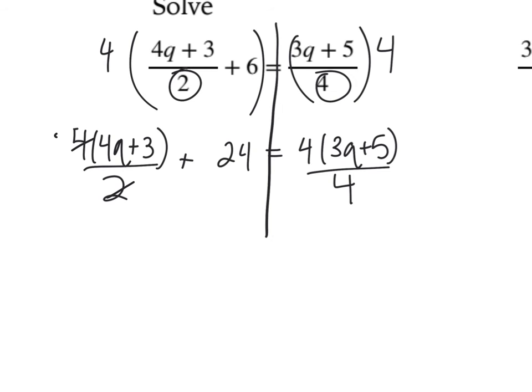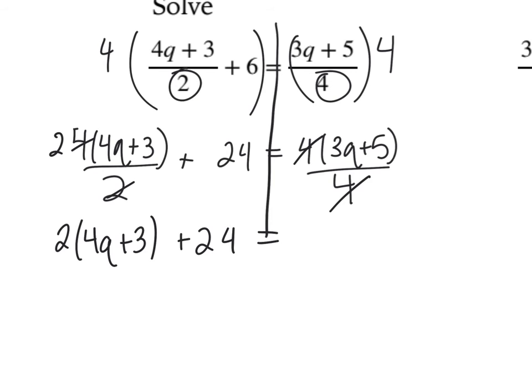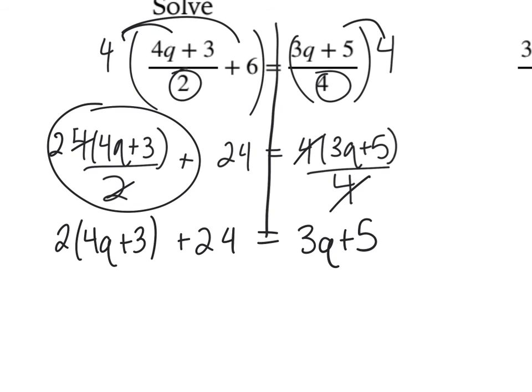4 over 2 is just 2. So this is just the same thing as 2 times (4q plus 3) plus 24. These 4's can totally cancel out, which just gives me 3q plus 5. Okay, and when I'm multiplying these from the beginning, if I actually see that, I don't have to write down all of this, okay? I can just see that, hey, that's going to simplify to just a 2 in front of that first part, and I don't have to worry about writing the 4/2.